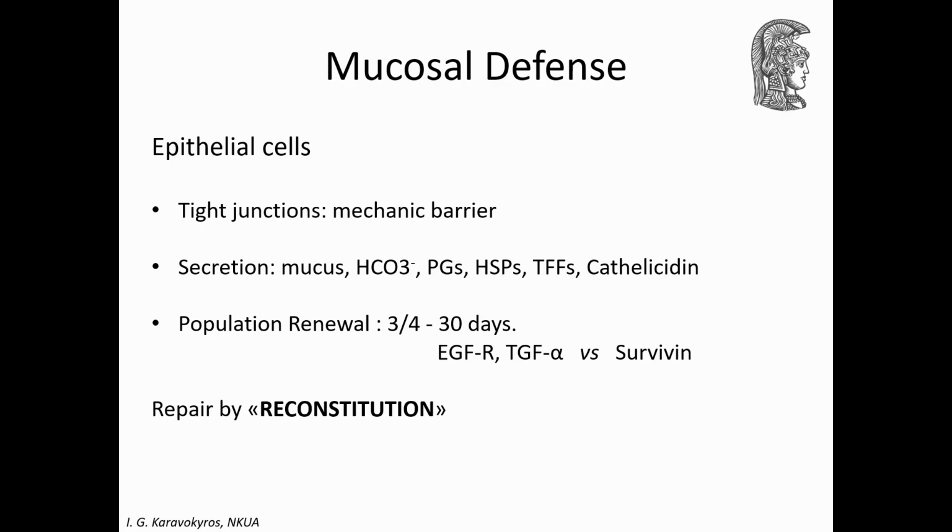a mechanic barrier. At the same time, they synthesize and secrete a plethora of substances that contribute to the rest of the defensive systems. There is a continuous renewal of the cell population that requires from 4 days for epithelial cells to 30 days for glandular cells. Cell proliferation is affected by many factors, the main ones being the epidermal growth factor receptor and the transforming growth factor alpha, while cell apoptosis is affected by survivin.